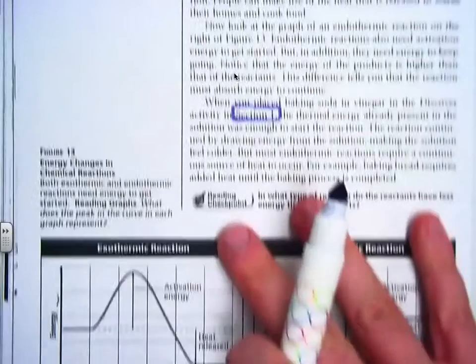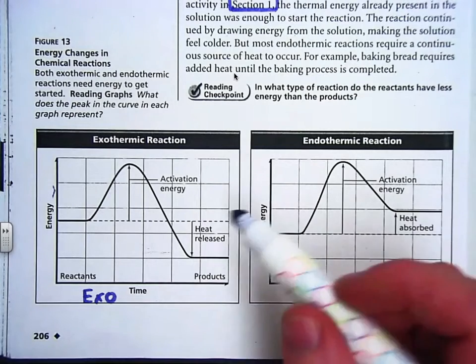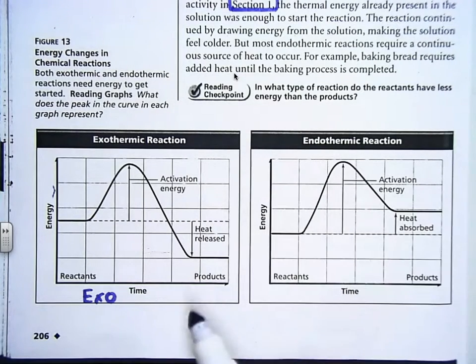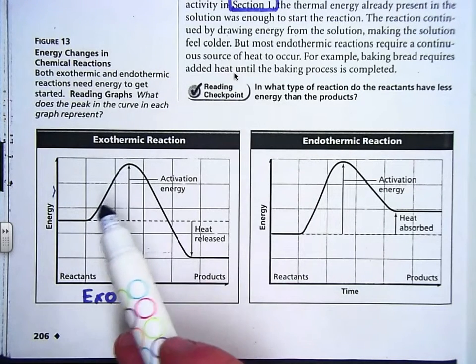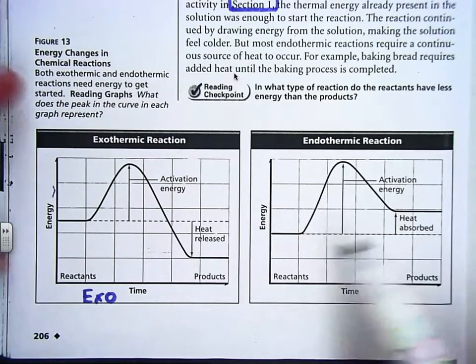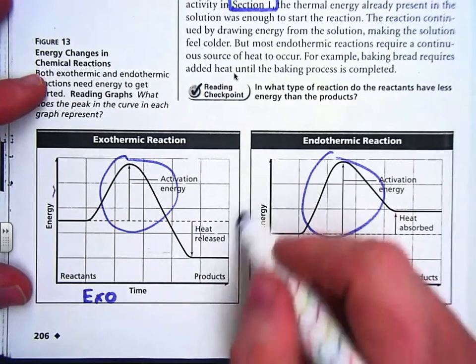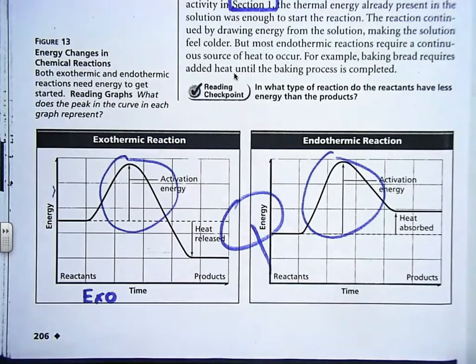All right, once again, let's check out this graph for exothermic and endothermic. The key here is if the products have less energy than the reactants, it is exothermic. But if the reactants have less energy than the products, it's endothermic. This hump always means activation energy. Oh yeah, this graph looks like a great quiz question to me.